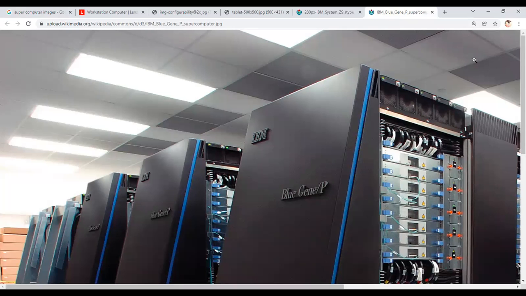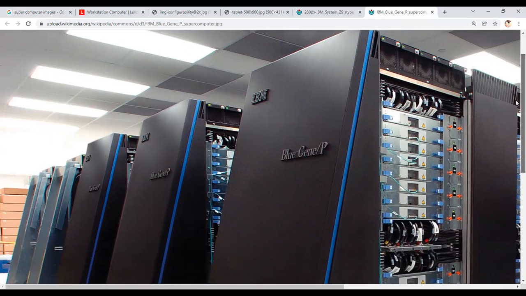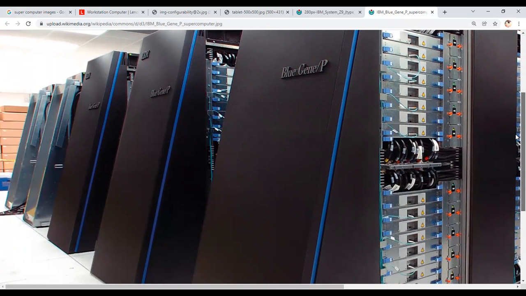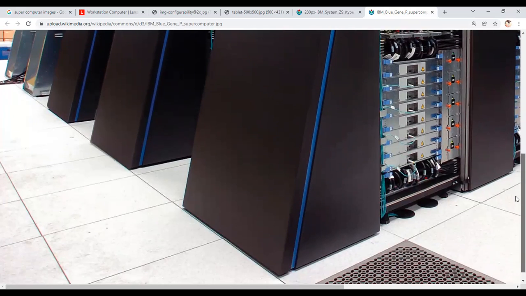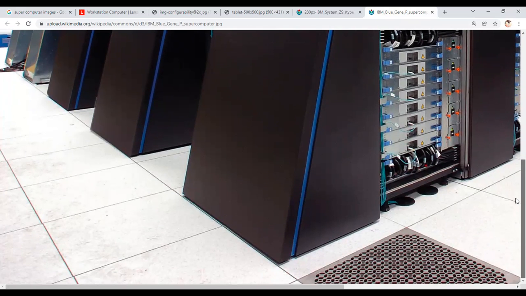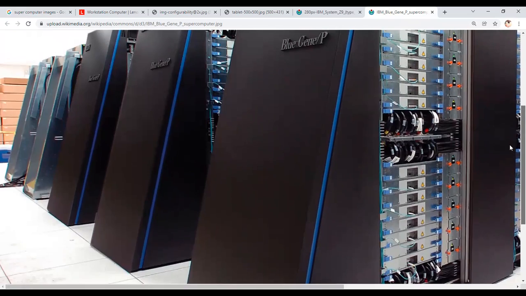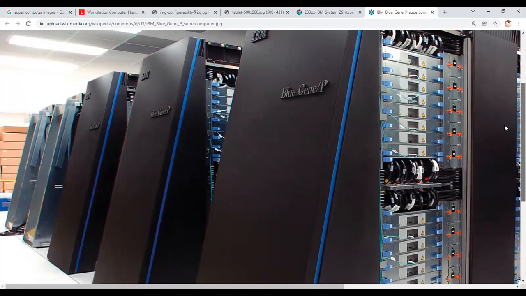Have a look at this. This is a supercomputer, Blue Gene. Very high processing speed will be there. For weather forecasting and all the typical scientific mathematical calculations can be performed using this supercomputer.